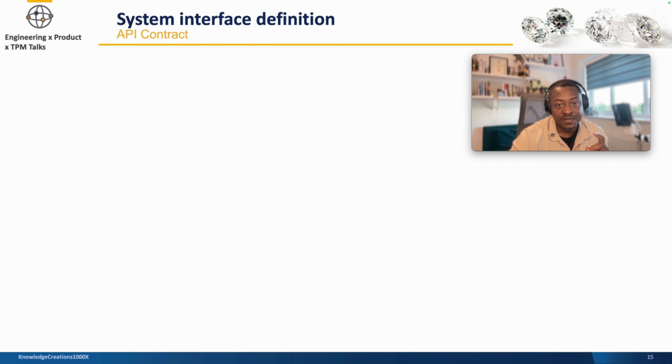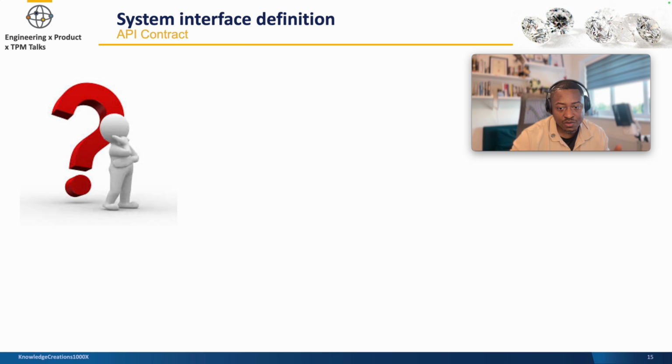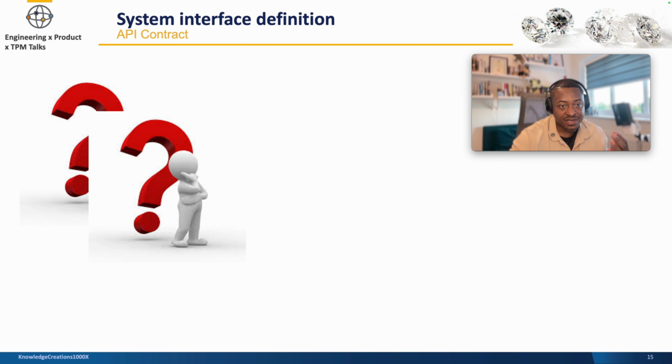Then the next thing that is always good to do is define your system interface. Understand how the system will fit together. Typically, what this really entails is defining those APIs, and what those APIs will expect from the system so that you can establish your API contract.